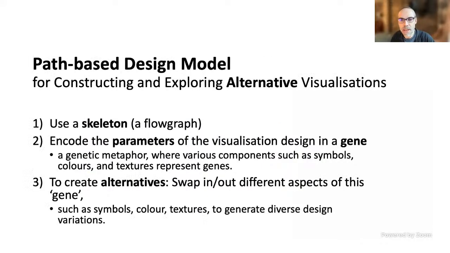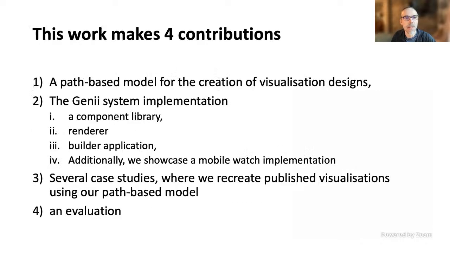So what we're presenting here is this skeleton or a flow graph, which we then can encode parameters and different aspects of the visualization pipeline onto. We can hook these things onto that, encoding all of these parameters as a gene, and then we could start to swap in and out different alternative values to create these alternate visualizations, like textures. You can obviously change the path, you can change the symbols. So let's look at that in a little bit more detail.